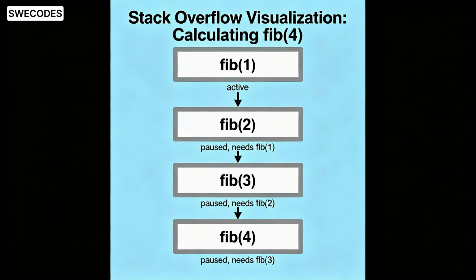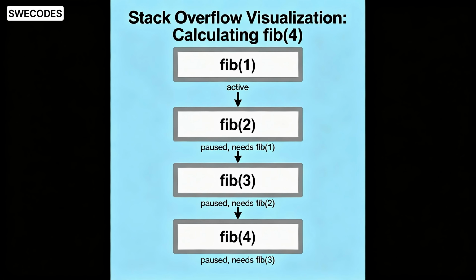Let's trace what happens when we ask the computer for Fibonacci 4. We call fib4. A frame for fib4 is pushed onto the stack. Fib4 needs fib3. It pauses and calls fib3. A new frame for fib3 is pushed on top. Fib3 needs fib2. It pauses.